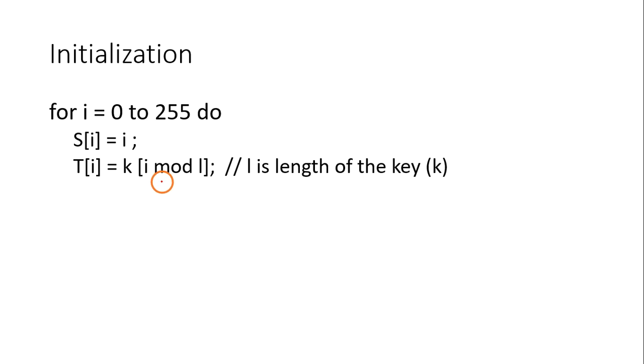Now the key is repeatedly stored in T of I until it gets filled. So this L is the length of the key. For example, the key K is, let's say, password, something like that, pass. Now T of I will be filled as P A S S.